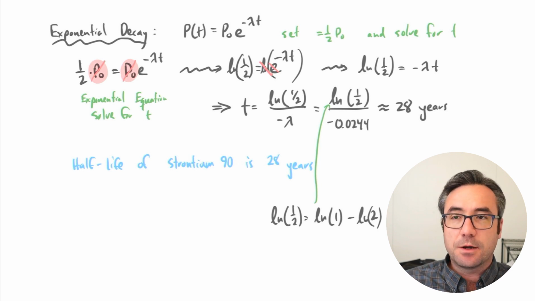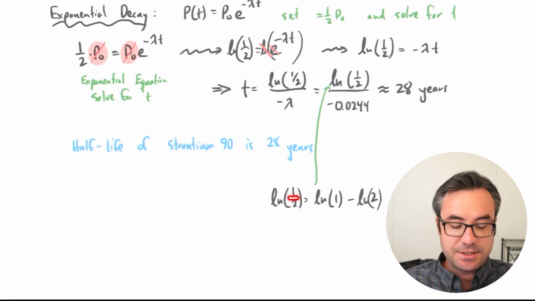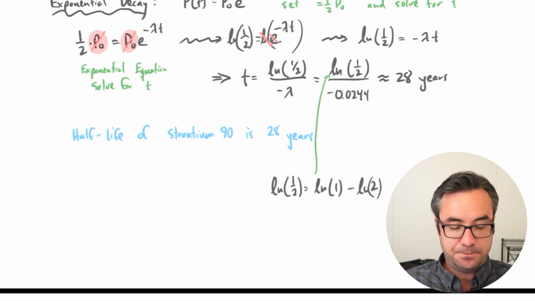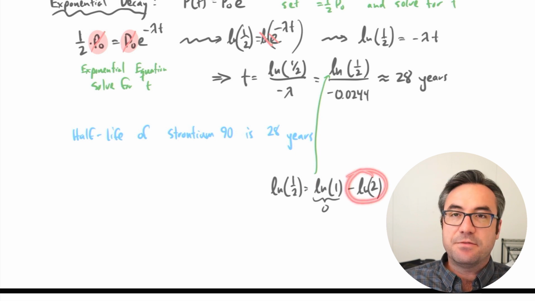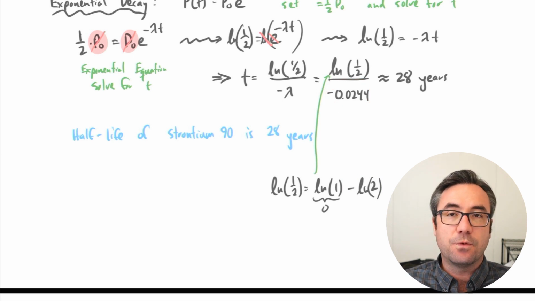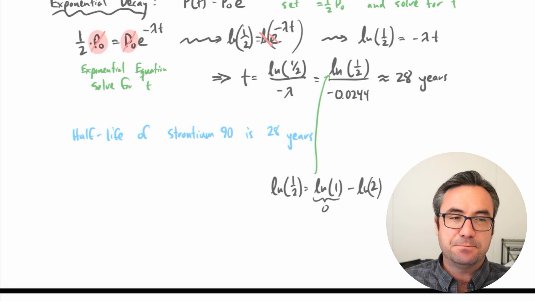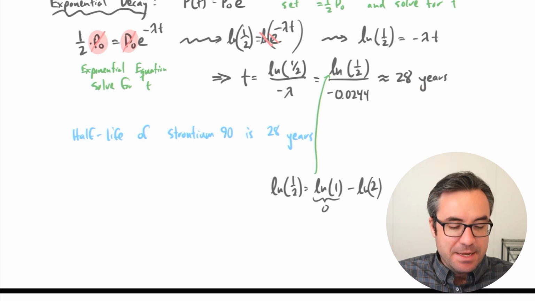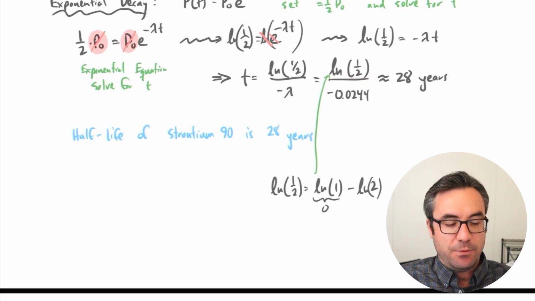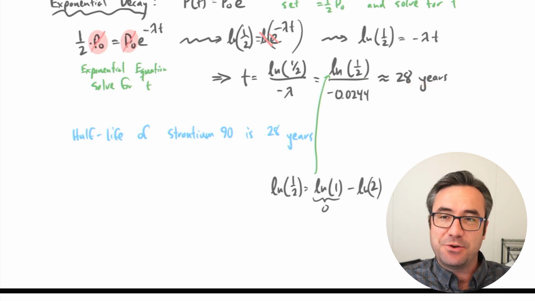And that's just using our log properties. So whenever we have a fraction inside of a log function, it becomes subtraction. And then the natural log of 1 is just 0. So really, we end up with negative natural log 2 over negative 0.0244. And so the double negative cancel, and we end up with a positive. So not super necessary, but you might be wondering where that extra negative came from so that we could end up with a positive time value here.